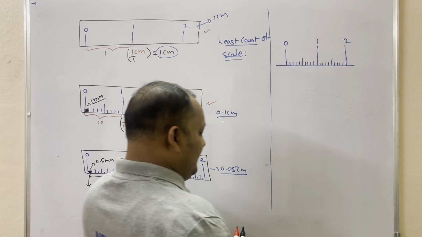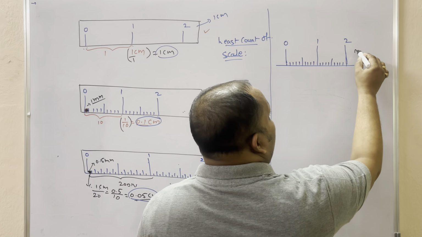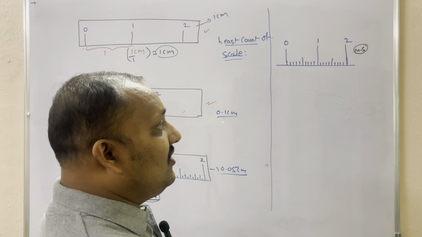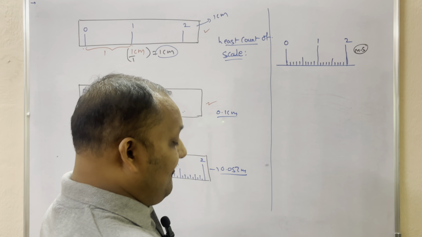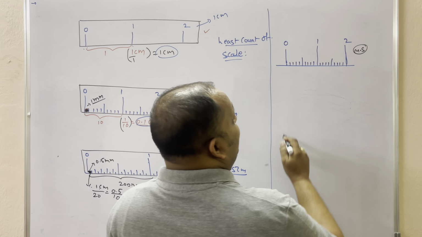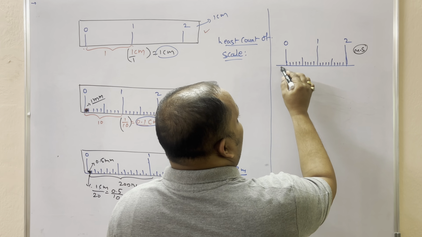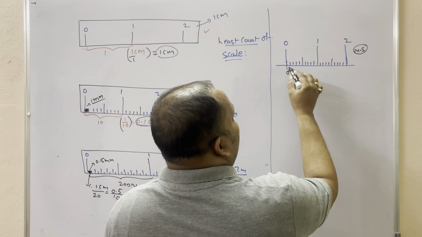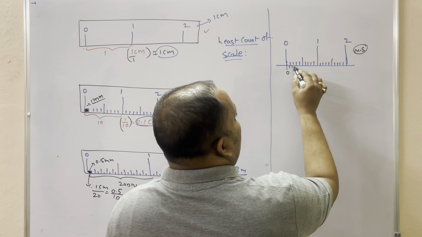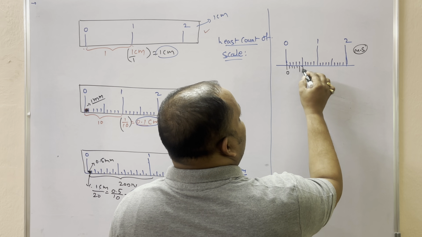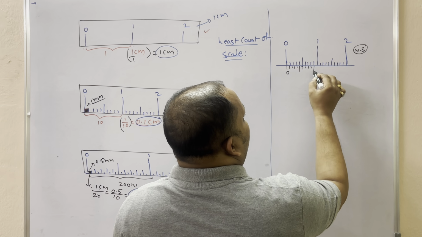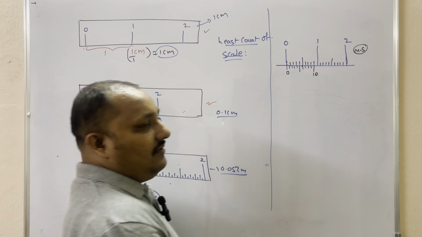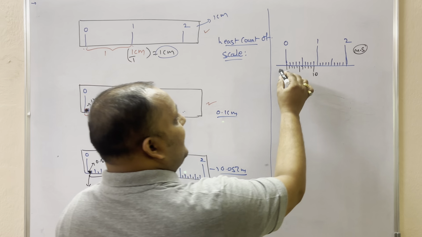This is 2 centimeters. This scale we are calling the main scale. Next, below the main scale, you will have the vernier scale. The vernier scale starts with 0, 1, 2, 3, 4, 5, 6, 7, 8, 9, 10. They will give it like this. This is nothing but the vernier scale.